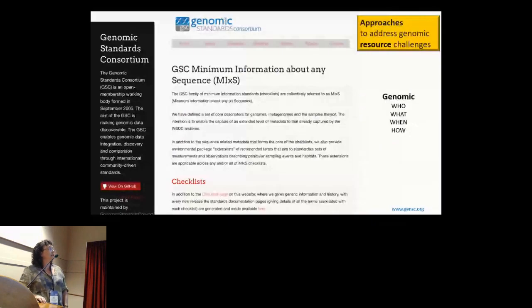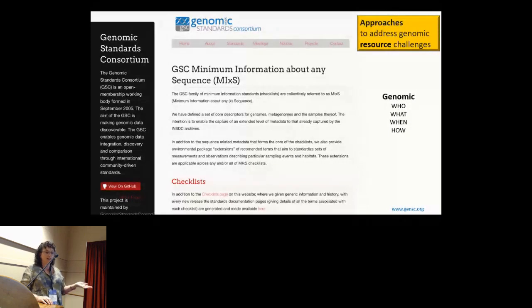Now, I mentioned the Genomic Standards Consortium, so I'm going to put up our website for you. This actually just got revised, the way we've been going, how did I say, 20 years? So we put a new website out recently, so it's a new picture of it. But what we really wanted to show you here is we have different approaches for addressing genomic resource challenges. And so the GSC is an example of this.